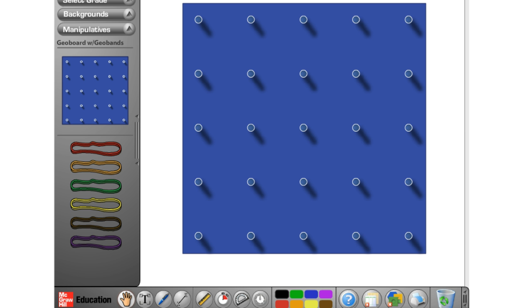So this virtual geoboard is from the publisher Glencoe. What you see is some pegs, and you see some different colored rubber bands over on the left. So when students are using geoboards, they take rubber bands and put them over the pegs, and then they move the rubber bands around the pegs in order to make geometric shapes.